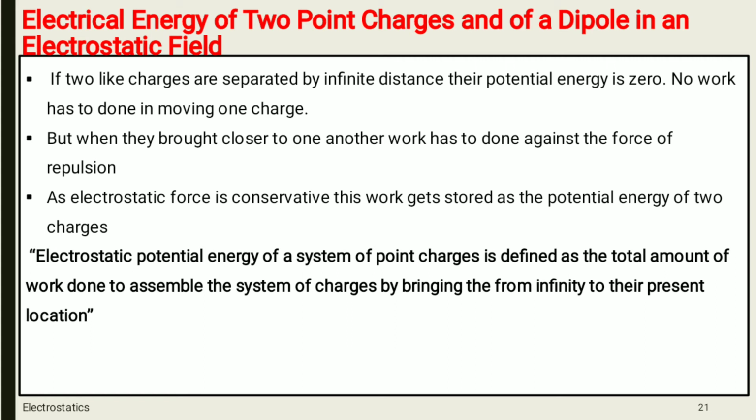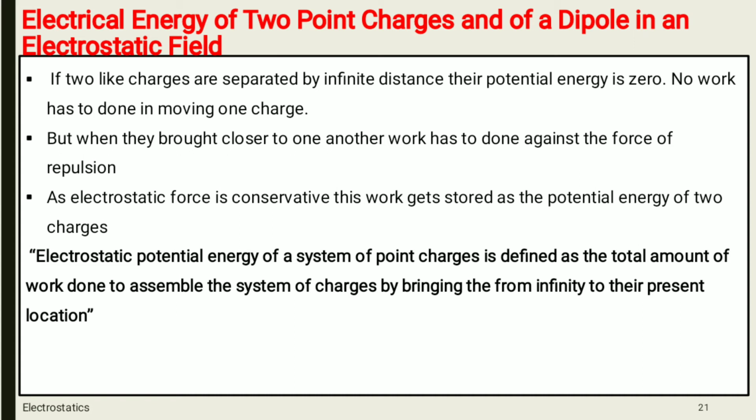Electrostatic potential energy of a system of point charges is defined as the total amount of work done to assemble the system of charges by bringing them from infinity to their present location. Meaning, you are taking a charge plus Q1 close to a charge plus Q2 from infinity to some finite distance, so there will be a force of repulsion. So those two charges will stay separated by some distance due to the force of repulsion.